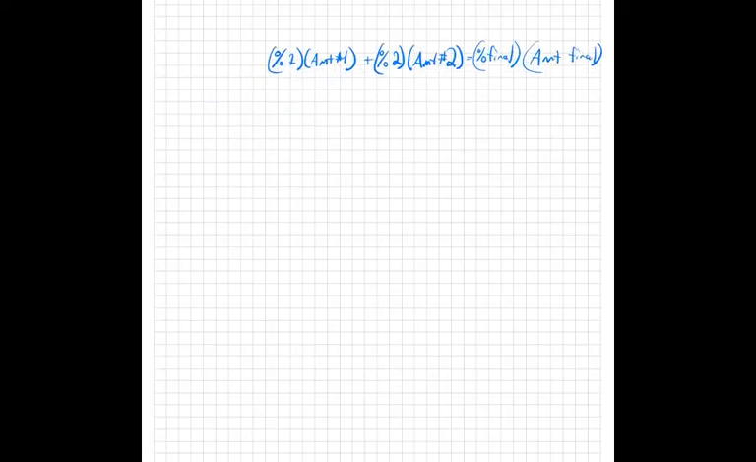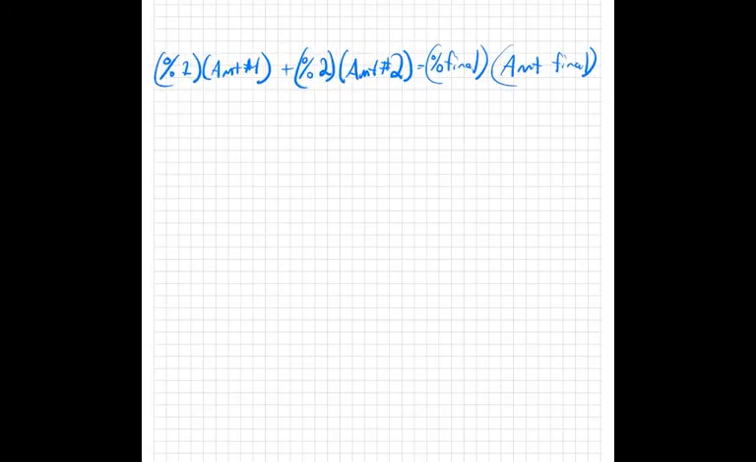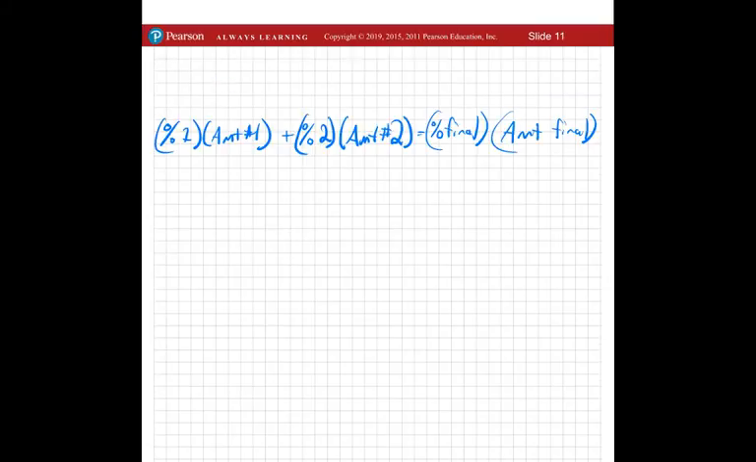Okay, so whenever I work these mixture problems, I'll use this: percent 1 times amount 1 plus percent 2 times amount 2 equals percent final times amount final, okay? So let's see if we can fill in these components.